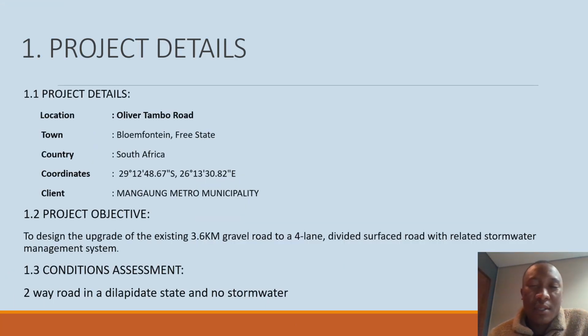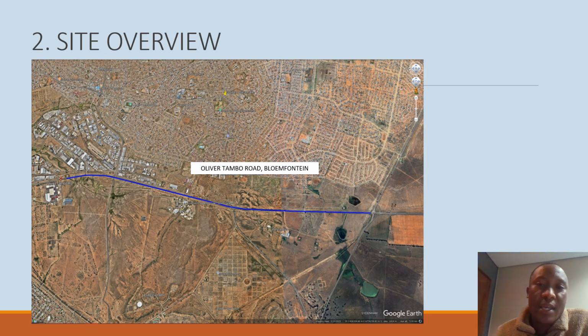The project details: the name of the road is Oliver Tambo Road in Bloemfontein, Free State, in South Africa. The coordinates are given there on the presentation. The client is Mangaung Metro Municipality. The project objective is to upgrade the existing two-lane dilapidated road to a four-lane divided road. The condition of the existing site is that the road is dilapidated and there is also no stormwater management system. Over here we have the site overview.